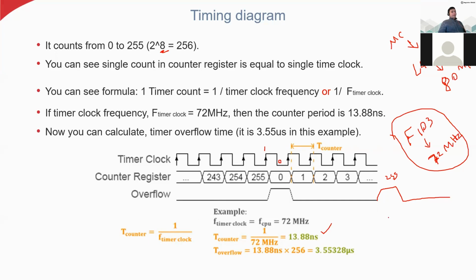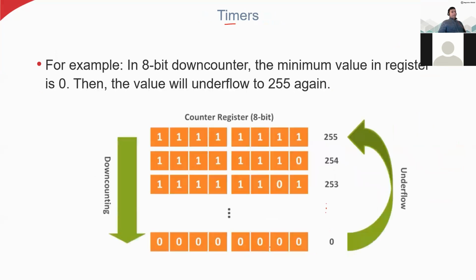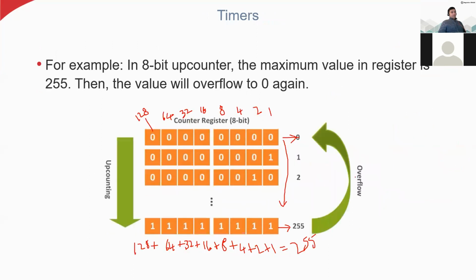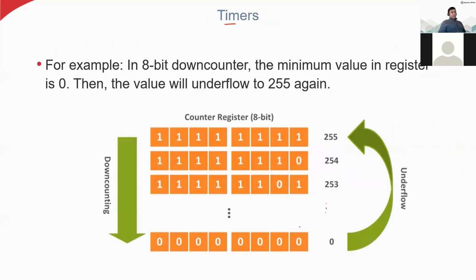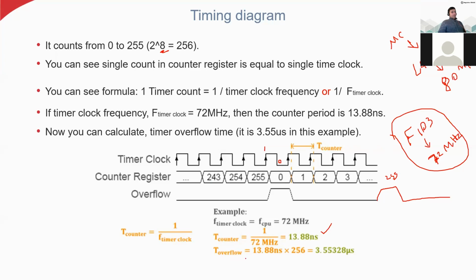Now you can also calculate T overflow. We had seen underflow and overflow here. Here it's overflow and here it's underflow. After it reaches this minimum number, it goes underflow and then resets. So here T overflow is based on the 13.88 nanoseconds, that is the time of the counter. And then you can see there is the timer count, multiplied by the number of levels.